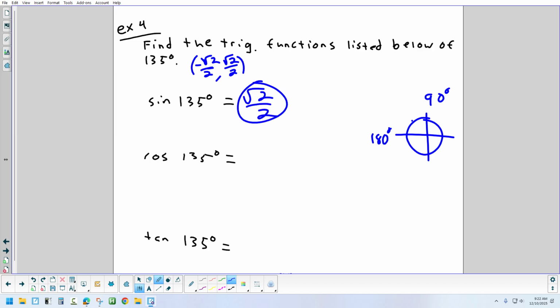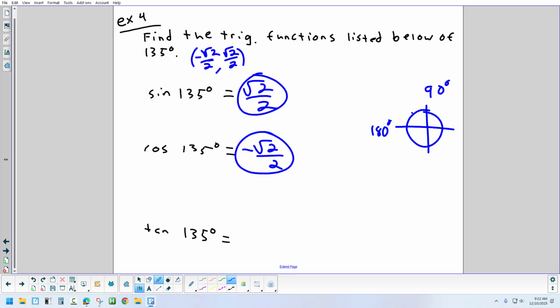What's the cosine of 135 degrees? Negative root 2 over 2. And what about the tangent of 135 degrees? Negative 1, because we're dividing the y by the x, and they're opposites. Okay. Any question on sine, cosine, and tangent? Okay.